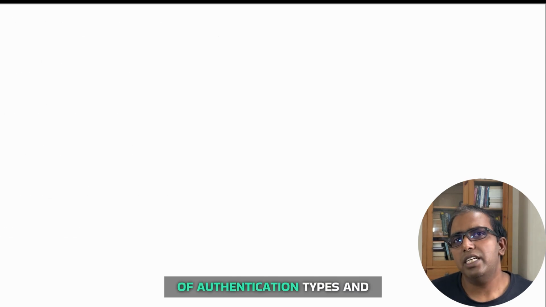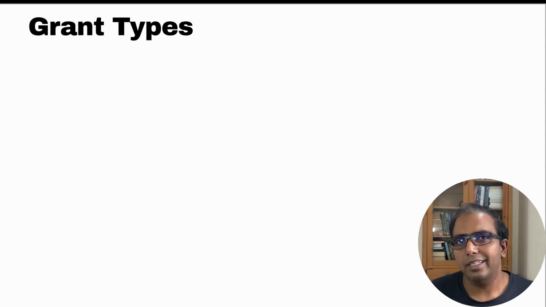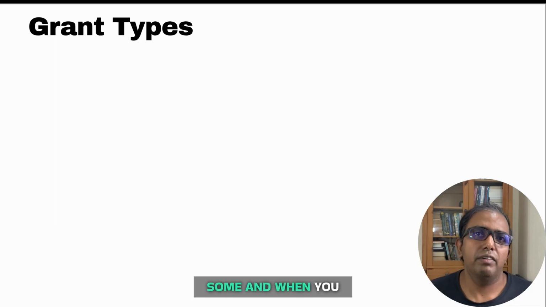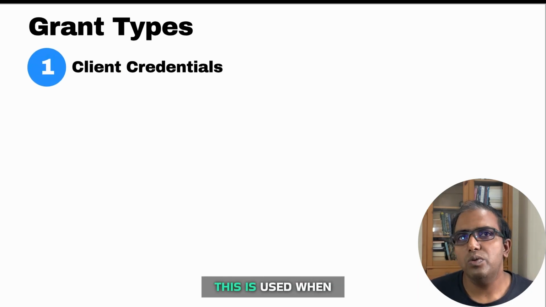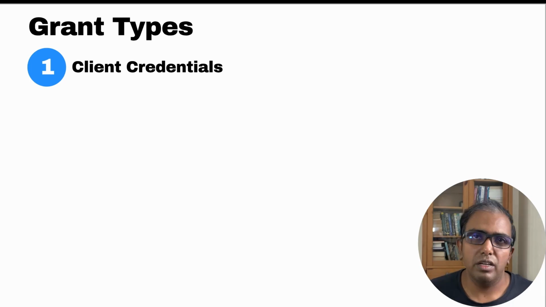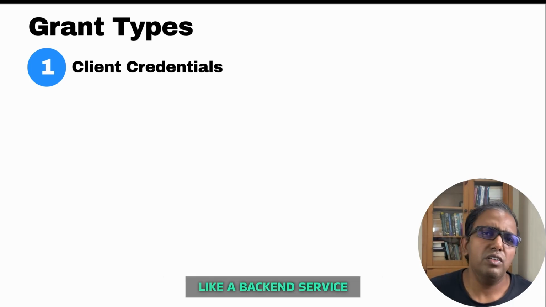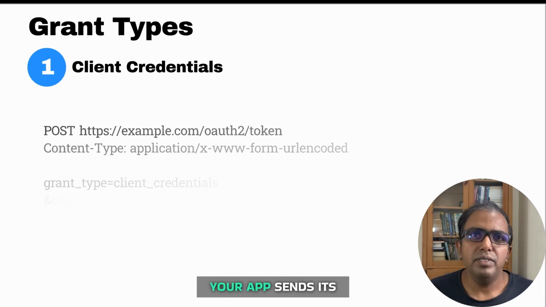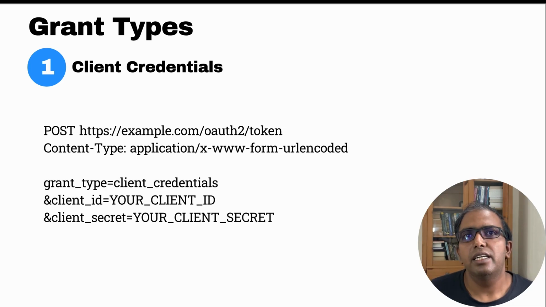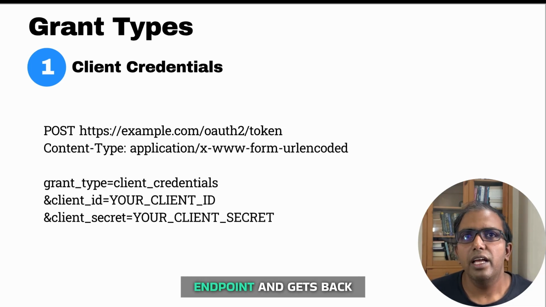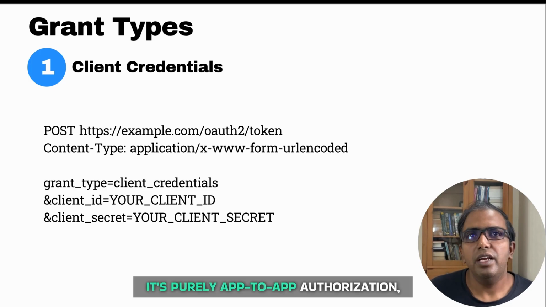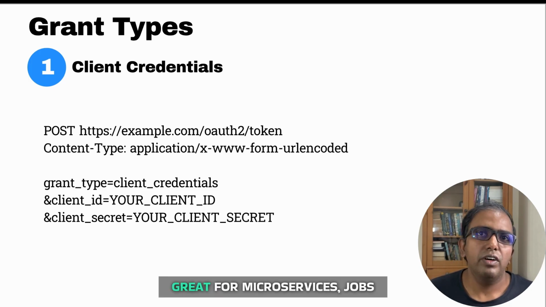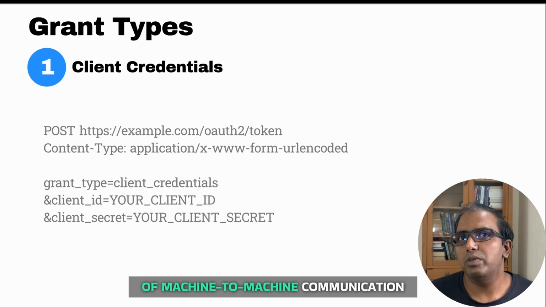There are other types of authentication, also called grant types in the OAuth2 world. Let's quickly look at some and when you might actually use them. First is the client credentials grant. This is used when there is no user involved at all, like a backend service calling another backend API. Your app sends its client ID and secret directly to the token endpoint and gets back an access token. It's purely app-to-app authorization, great for microservices, jobs, or machine-to-machine communication.